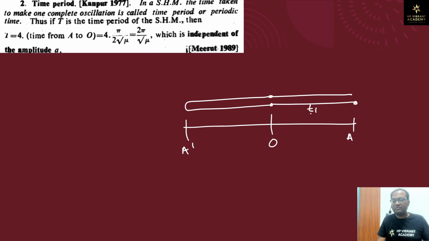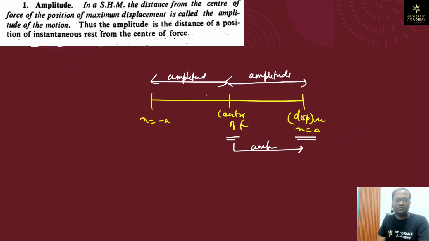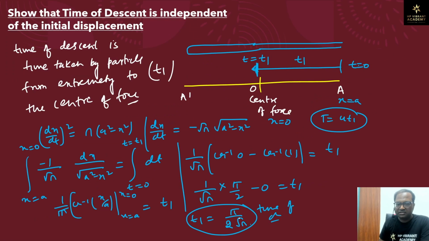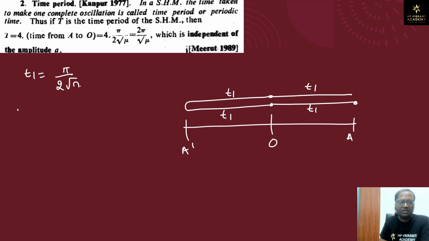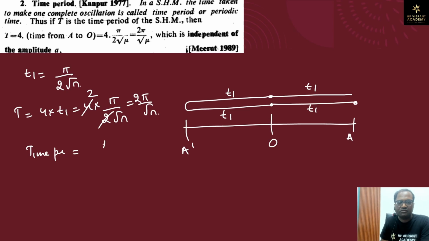So suppose this point is the time of descent we have calculated. This is T1. So this will also be T1, this will also be T1, and this will also be T1. So T1 we have as pi upon 2 root under mu. This we have already calculated. Time of descent is this. So the total time period will be 4 times T1. Total time period is equal to 4 into T1. This is 4 into pi upon 2 root under mu, which is 2 pi upon root under mu. So we have time period is equal to 2 pi by root under mu.